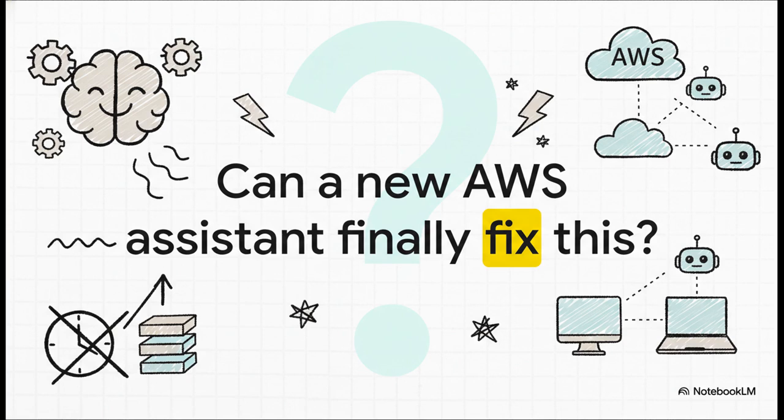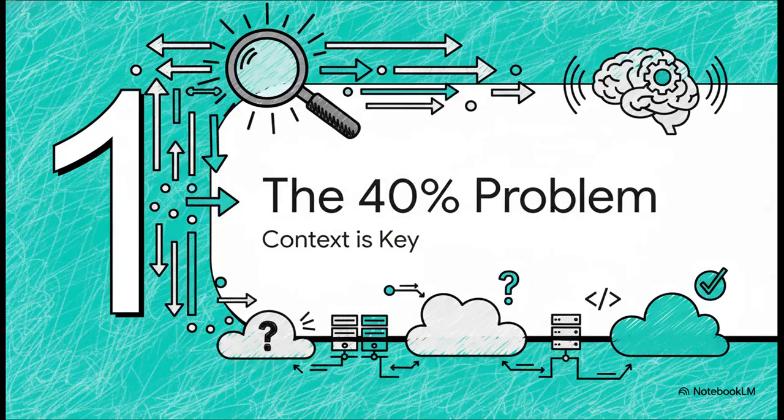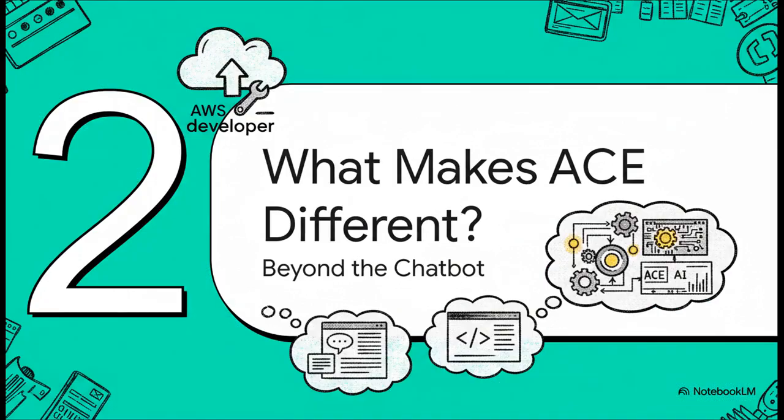And that brings us right to the heart of it. Amazon has dropped Ace AI, and they're claiming it can give you that lost time back. So the big question is, can it really solve this huge productivity sinkhole? So before we even get into what Ace is, let's just quickly break down this 40% problem it's supposed to fix. It's not just about finding an answer, it's about finding the right answer for your specific setup, like right now. So, what exactly is Ace AI?